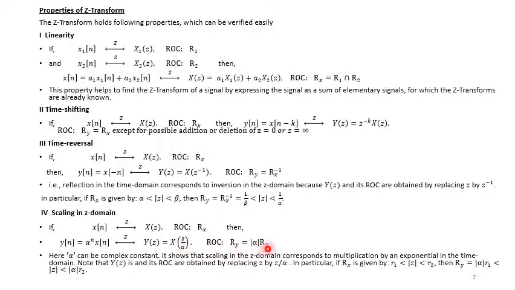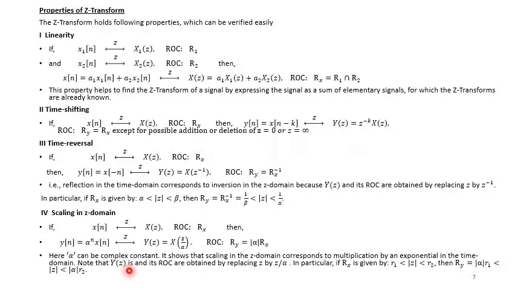So the ROC for the resulting signal will be equal to the ROC of the original signal times the absolute value of a, the exponential signal base, right? So here a can be a complex constant. It shows that scaling in the z domain corresponds to multiplication by an exponential in the time domain, right? So in z domain, if we scale, in time domain it corresponds to multiplying by an exponential signal. So that's why the heading is scaling in z domain. Okay.